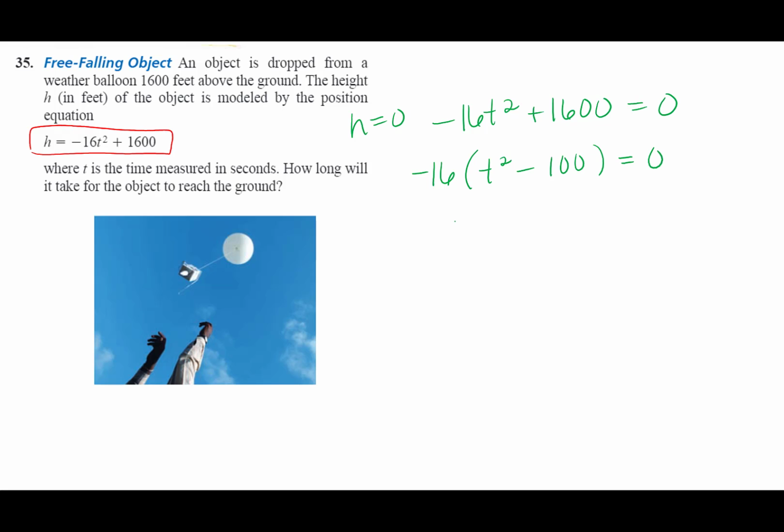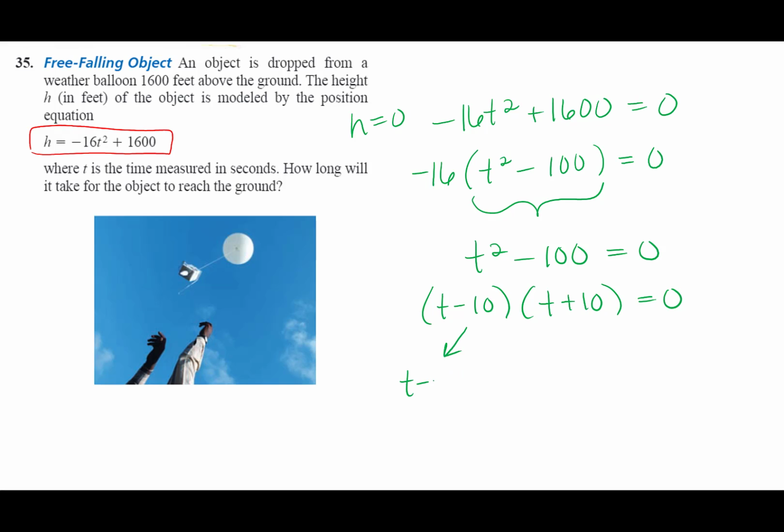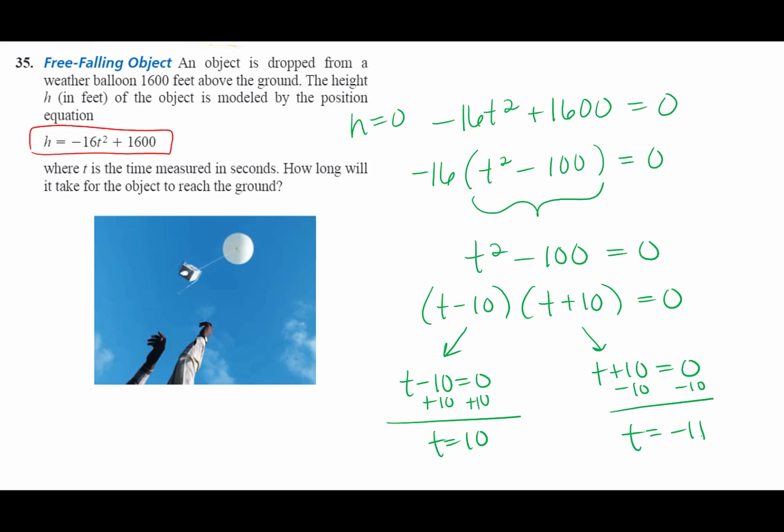We can actually ignore that negative 16 and just focus on factoring t squared minus 100 and set those factors equal to 0. This is a difference of squares, so it's t minus 10 times t plus 10. That equals 0. According to the zero factor property, either t minus 10 has a value of 0 or t plus 10 has a value of 0. This first one over here on the left, t equals 10. The second one, we'll subtract 10 from both sides, and t equals negative 10. So we have two answers, which is totally normal.